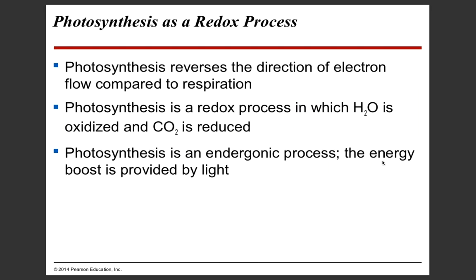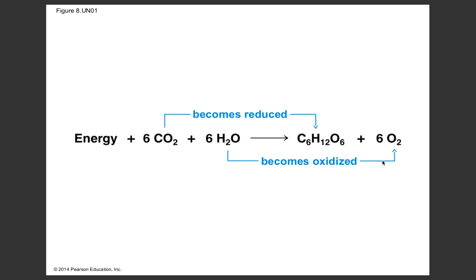Photosynthesis is a redox process, or a redox reaction. If you've taken chemistry, you know that this is a reduction and oxidation process. Photosynthesis reverses the direction of electron flow compared to respiration. So basically it's just the opposite happening here. Photosynthesis is a redox process in which water is oxidized and carbon dioxide is reduced. We're going to look at a picture of that in just a second, and it's going to make more sense. Photosynthesis is an endergonic process, which means we need the input of heat or energy for it to happen. The energy boost is provided by light, the photon of light that's going to go in and excite our electrons.